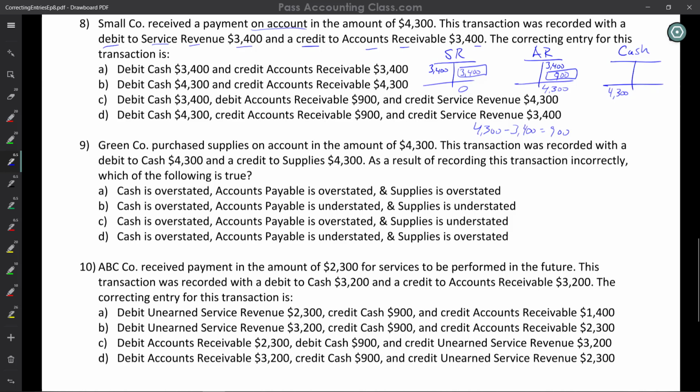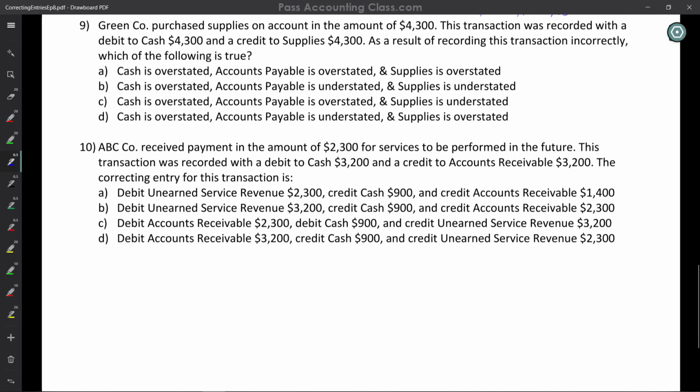And for cash, we didn't have any transaction with cash that we recorded, and we need to end up with a debit of $4,300. So I need to debit cash for $4,300. So based on this information, my answer is going to be D. We debit cash $4,300, credit accounts receivable $900, and credit service revenue for $3,400.